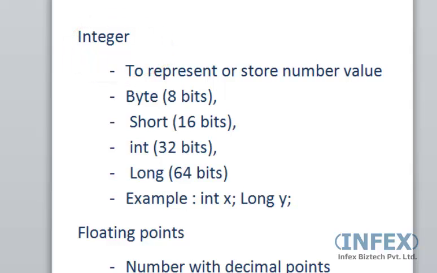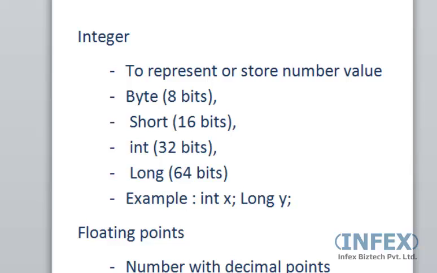It contains 4 data types: byte, short, int, and long. Each data type occupies some memory space. Byte occupies 8 bits of memory. Short occupies 16 bits of memory. Int occupies 32 bits of memory. Long occupies 64 bits of memory.